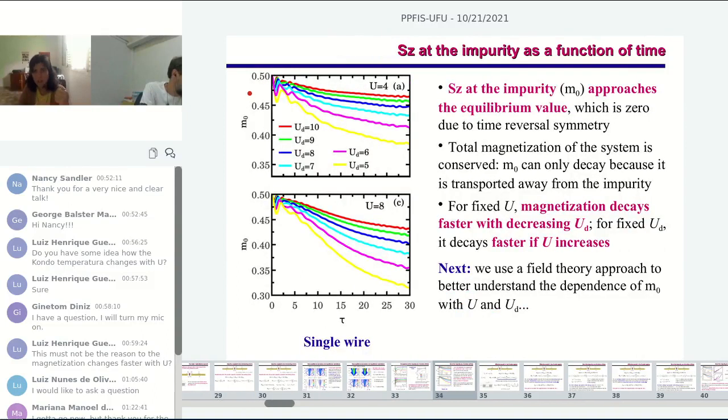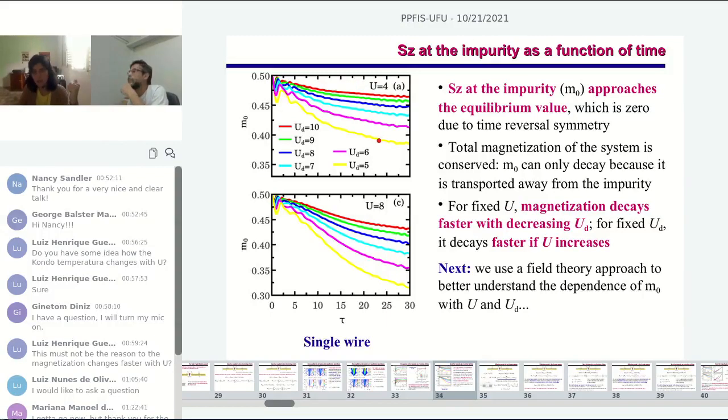Now I'm showing you the magnetization at the impurity site as a function of time, again for two values of U and different values of UD in each panel. We can see that again it goes towards the equilibrium value. Here the equilibrium value is equal to 0 because of the Kondo effect. If we fix U, looking at U equal to 4, we conclude that the magnetization decays faster with decreasing UD, right? Decreasing UD corresponds to coming this way here, and the magnetization decreases faster.